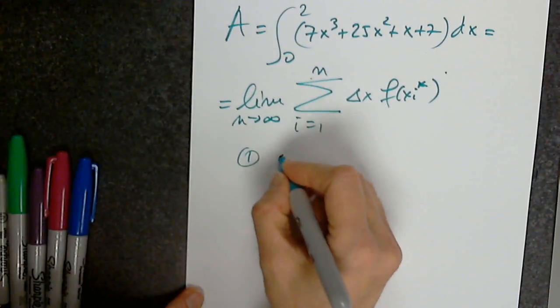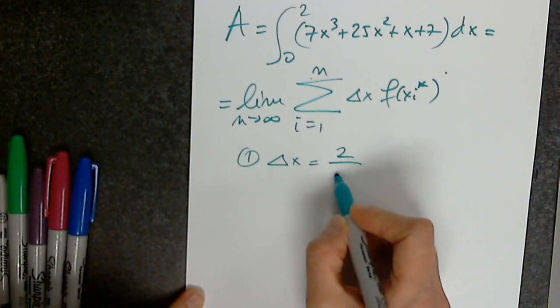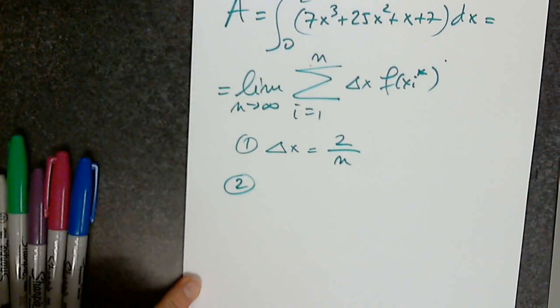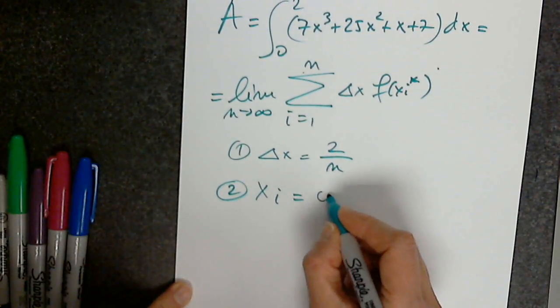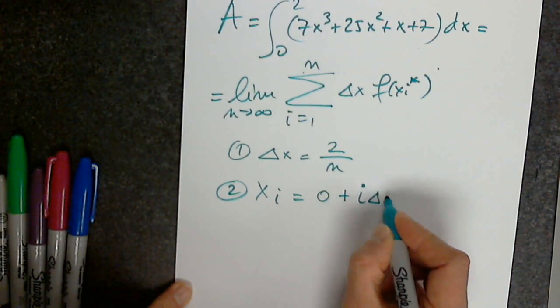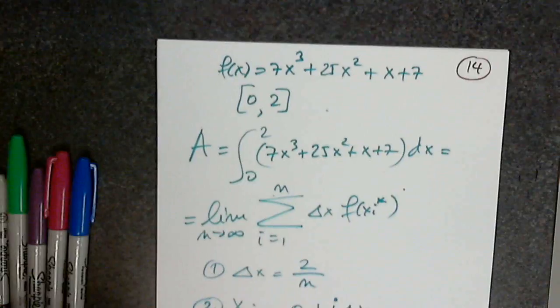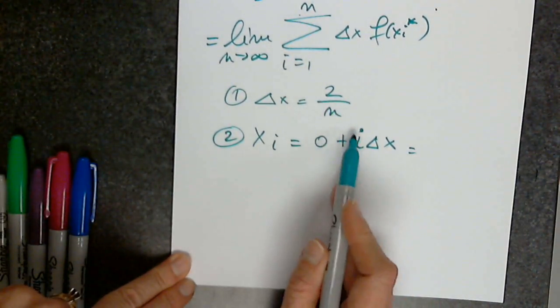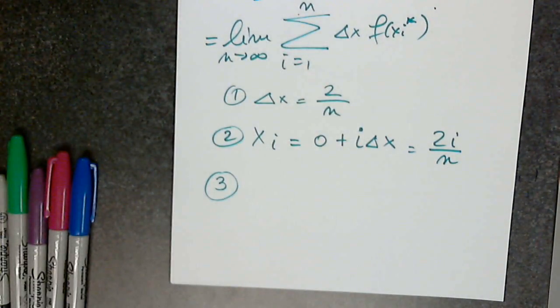Okay, perfect. So in that case, the prep is delta x. What is it? 2 divided by n. Awesome. Number 2, second prep: x_i. It's 0 plus i delta x. Why 0? Because we chose the lower limit to be 0. Good. So this is 2i over n.